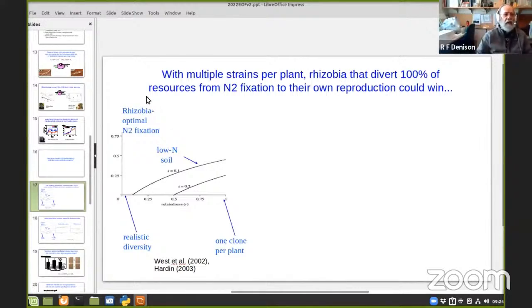because these are bacteria. He's saying, how much allocation to nitrogen fixation is going to make these bacteria most successful over the course of evolution. Now, some other people have done that, but they did it on the assumption that there was only one strain of bacteria on each plant.